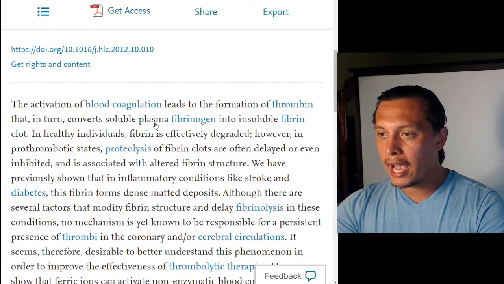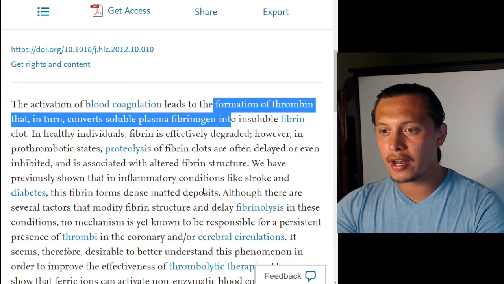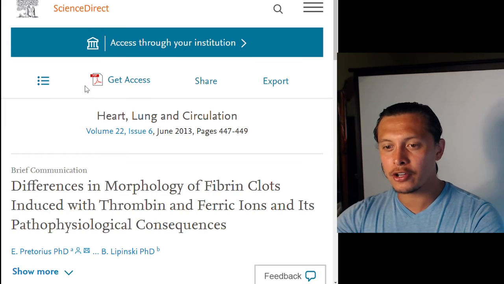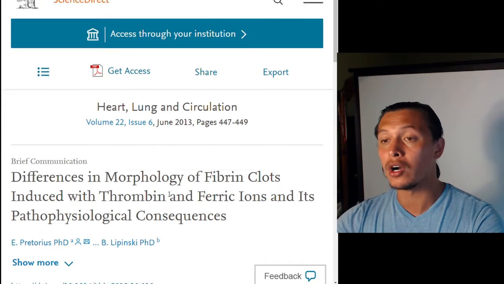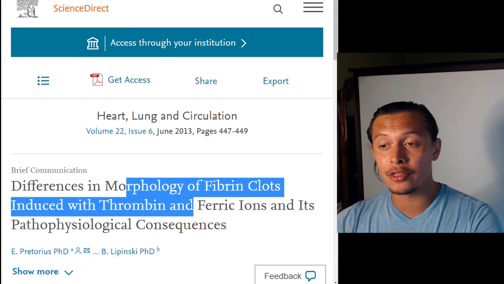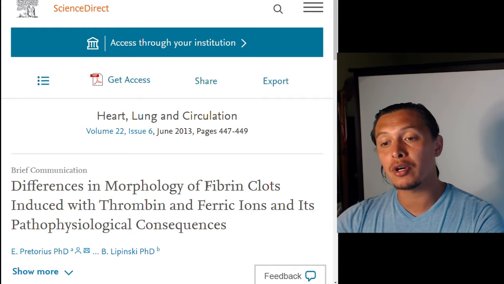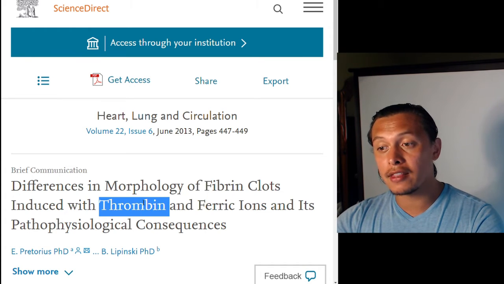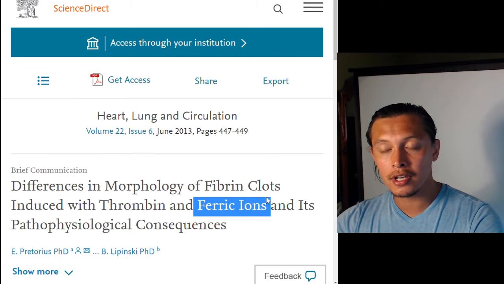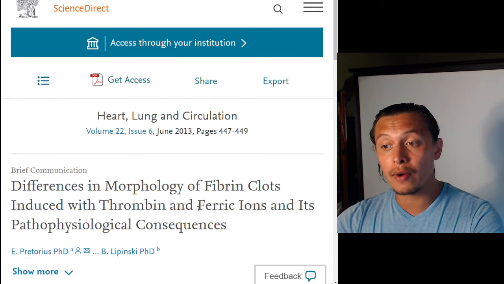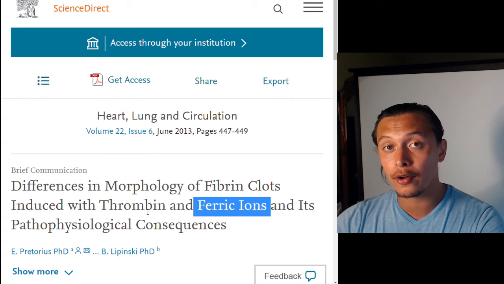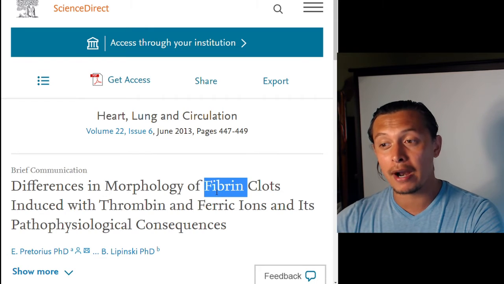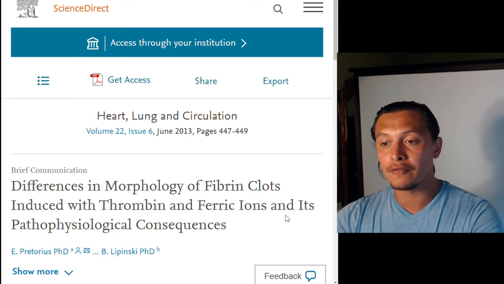So here we have another paper, and I actually lost access to this somehow. I used to have access to this, but apparently not anymore. So here is just another paper describing that there is some different morphology to the fibrin clots that are induced from thrombin, and there's a difference from that and the ferric ion-induced fibrin clots. So there is going to be, theoretically, a mechanism that does not even require thrombin to cause these dense fibrin clots to form. And it also has pathophysiological consequences.